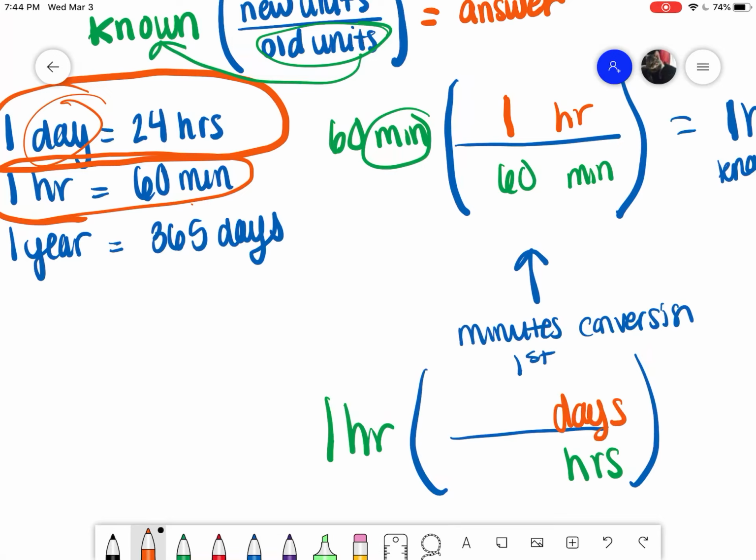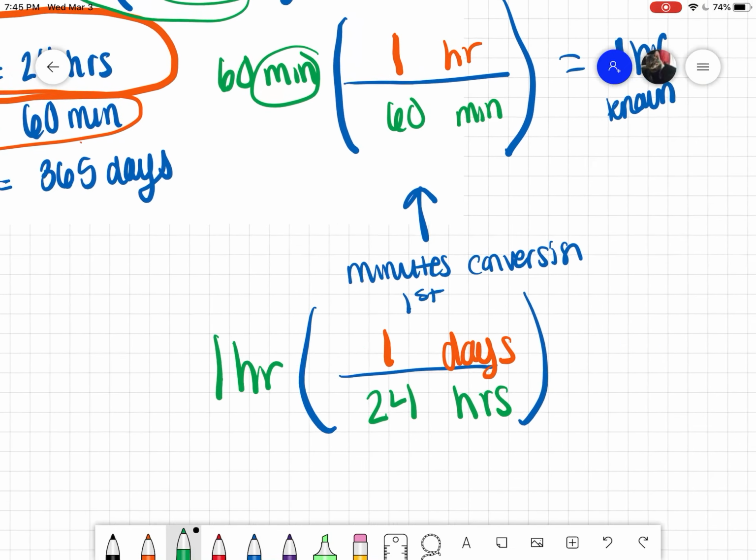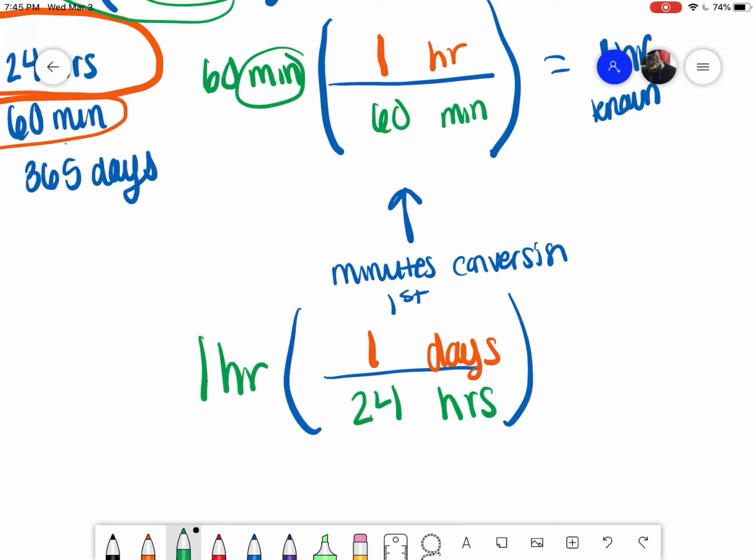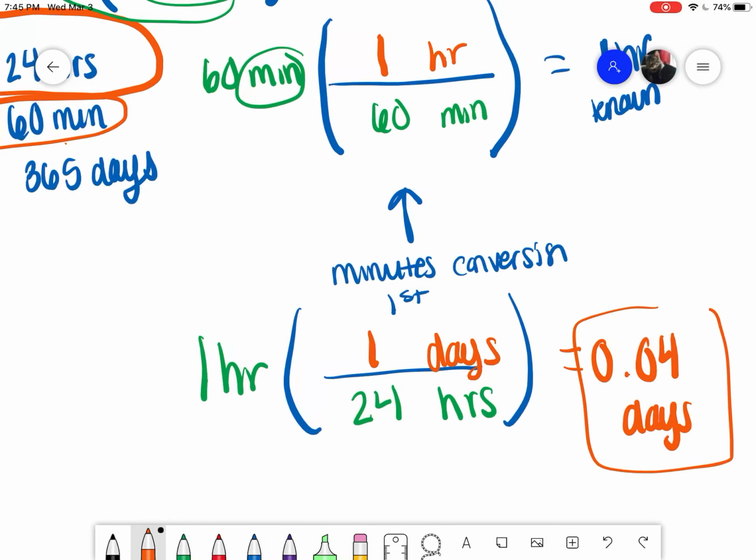So now we're just going to put the numbers that are in the conversion with those units. So 1 goes on top, 24 goes on the bottom. So we're just going to put this in the calculator, do 1 times 1, which is 1, divided by 24, which is going to give us 0.04 days. This is our final answer.